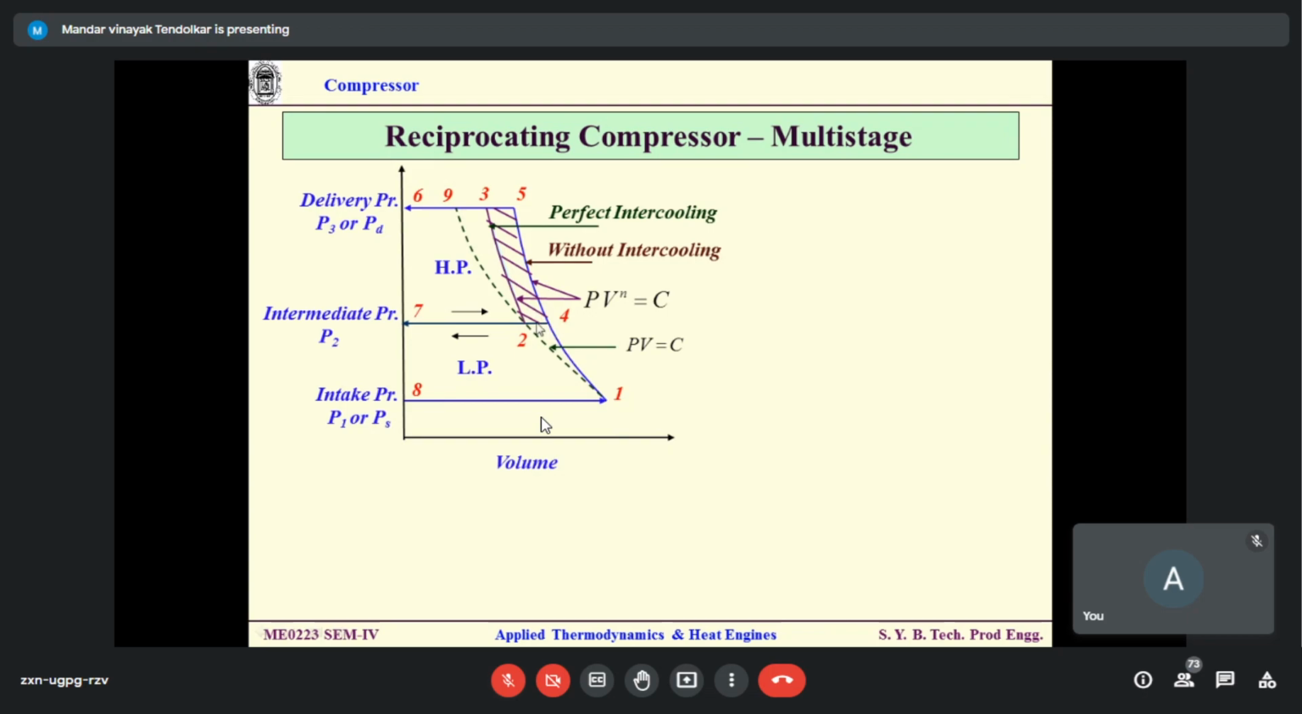Are you getting it? If there was no intercooling, you would have followed 4 to 5. Isothermally, you could have reached 9. Without intercooling, here you would have reached 5, and with intercooling you reach 3. So at least this 3 5, that means 2 4 5 3, this much work is saved, right?